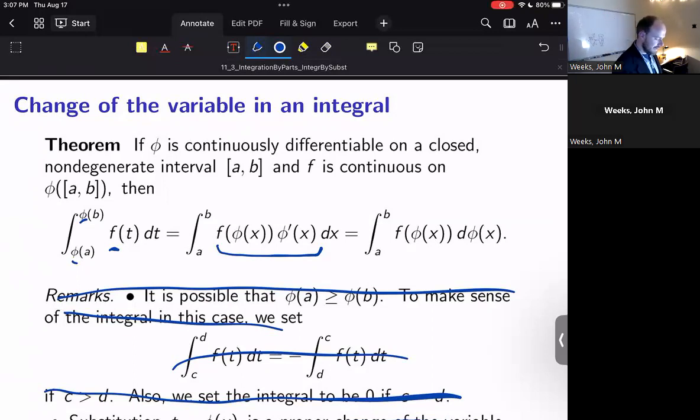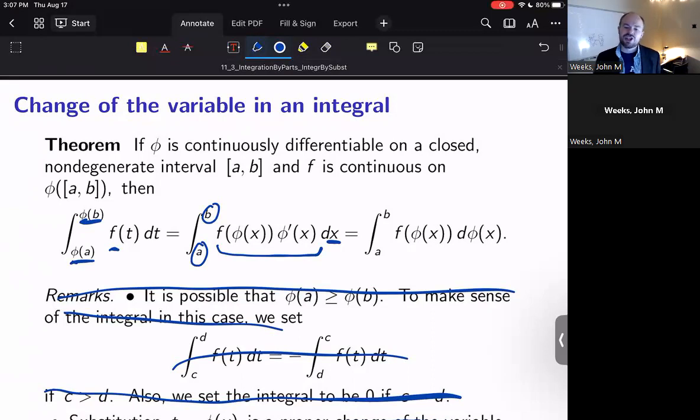Here you can see this is f of phi of x times phi prime of x for a particular function. This is dx, and so all of these bounds are given in terms of x. However, you can see over here on the left-hand side, we have that the bounds of our integral have changed. Our bottom limit became phi of a. Our top limit became phi of b.